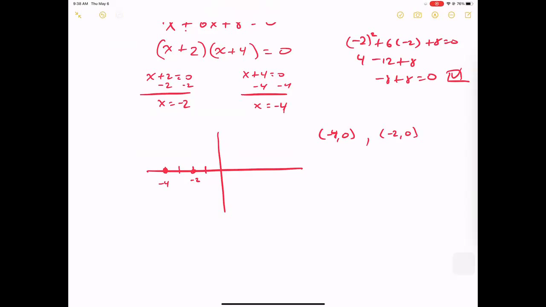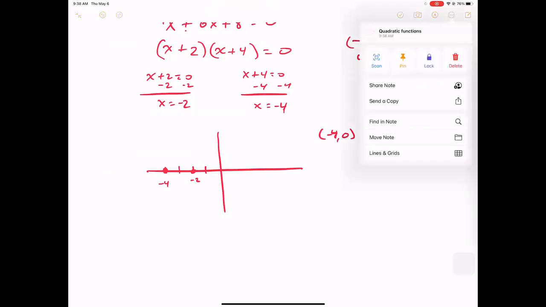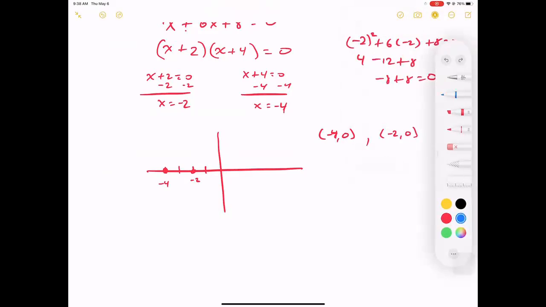Now, how would I try to connect this in a graph? Would I draw a line like this? No. We have a special type of graph for these, and these are called parabolas. In this case, it's going to be upward facing, and it looks something like that. It's almost like I took a stick and bent it to go through these two points. This is what we call a parabola, a U-shaped graph.